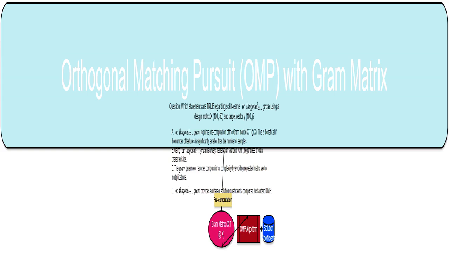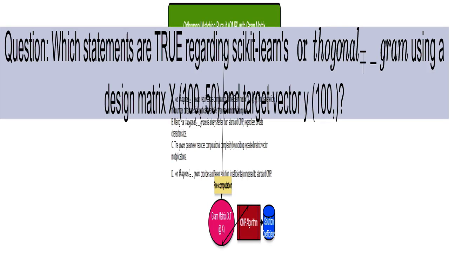I see OMP as a clever algorithm that finds the most important features in your data to explain your target variable. It's like a detective meticulously selecting clues to solve a case. The gram matrix is a shortcut, a pre-calculated summary of how the features relate to each other. This can speed up the detective work significantly. This question tests your understanding of how this shortcut affects OMP's speed and accuracy. We'll analyze the given options to see which statements are correct.